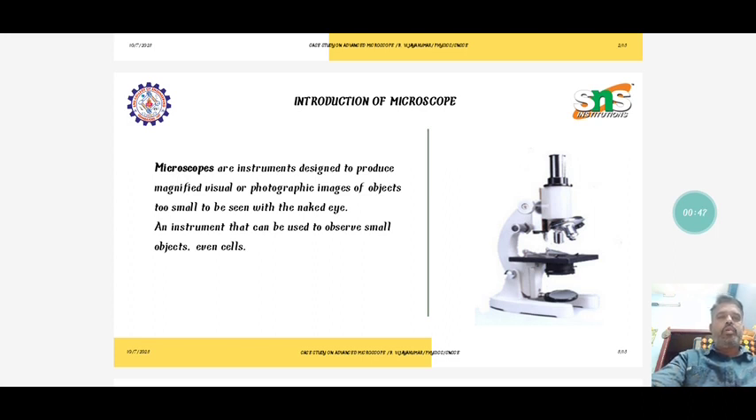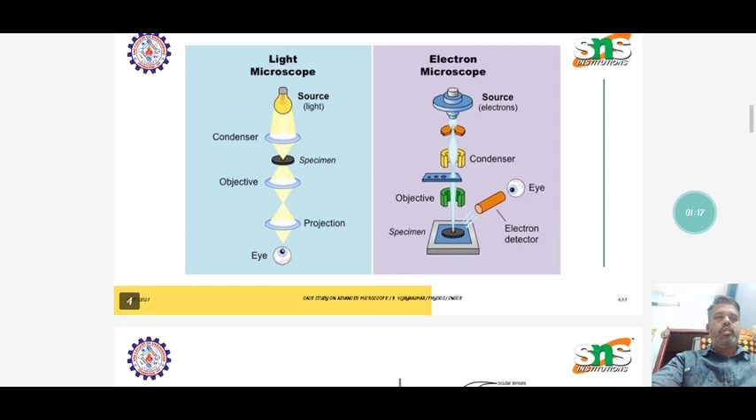The microscope is an instrument designed to produce a magnified visual or photographic image of an object too small to be seen with the naked eye. It can be used to observe small objects, even cells. So this is an optical microscope, especially for lab purposes, and this is the next level, that means electron microscopes. The two pictures clearly show what an optical microscope is and what an electron microscope is.